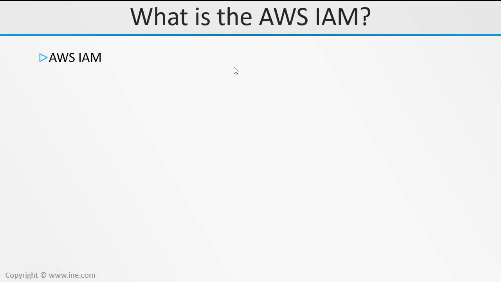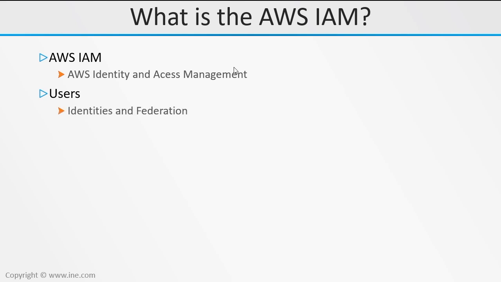AWS IAM stands for AWS Identity and Access Management, as I told you before. And we have users, okay? Users are called identities. A user can be a person, can be an assistant, whatever, but every user account has a credential in order to access, and they can be internal.